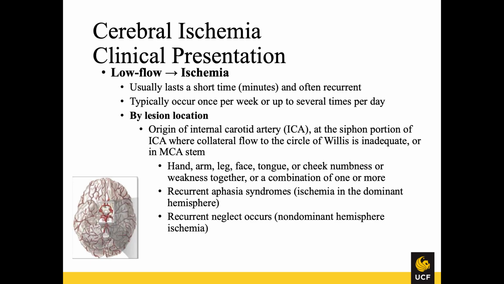And what you're going to see in ischemia that is a consequence of one of those areas are hand, arm, leg, face, tongue, or cheek numbness. Again, you're going to find these things in, for example, assessment of cranial nerves 5 and 7. Recurrent aphasia syndromes, where you get ischemia in the dominant hemisphere. And you can also get recurrent neglect of the non-dominant hemisphere ischemia as well.